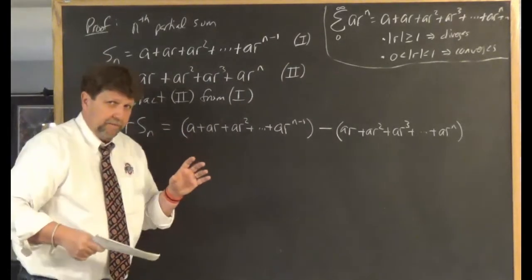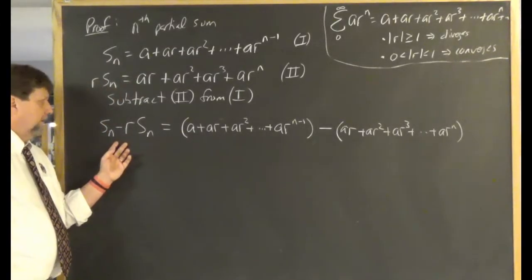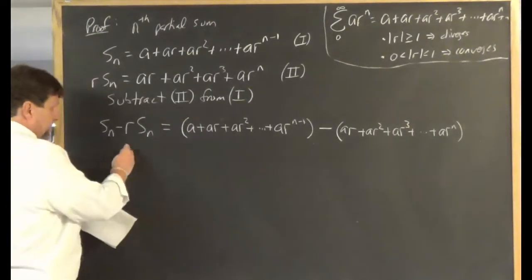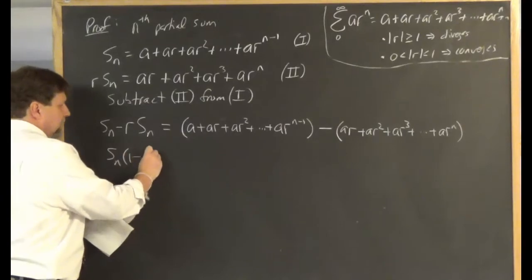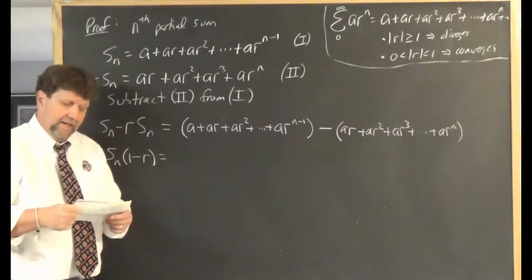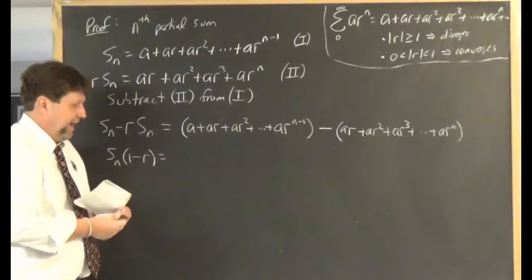Okay, it looks like a mess. Bear with me. Over here on the left side, we can factor out an s sub n. So let's factor out an s sub n. That leaves us with 1 minus r. On the right side, let's do some cleanup. Let's combine any like terms we can.